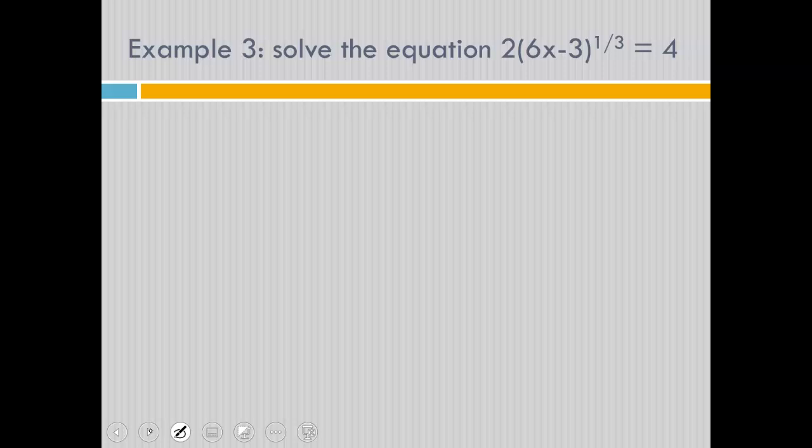A radical is anything raised to a power that is a non-integer. So in this case, we are raised to the 1/3 power. That is the same as saying the cube root. So this problem is equal to 2 cube roots of 6x minus 3 equal to 4. They mean the same. So again, our goal is to isolate the root. So we need to divide both sides by 2.